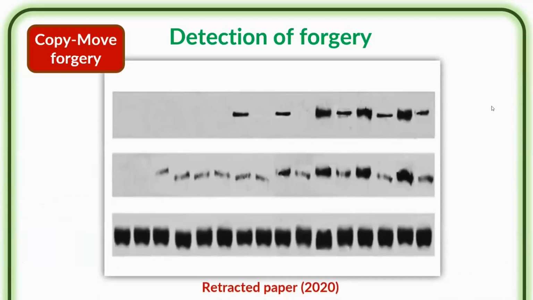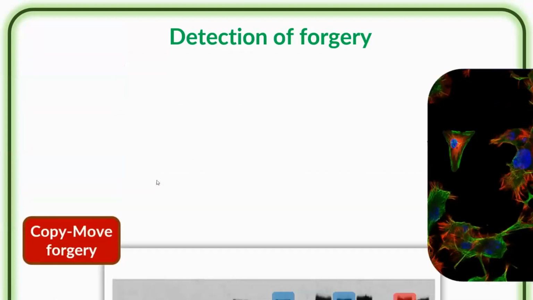This is a paper published in 2020, but it was retracted because a lot of these bands are actually copied from each other. These are the instances of a lot of bands. This is all forged images. All of these bands are forged. For example, these two orange bands are actually just rotated and pasted together. So a lot of these things are able to be detected now because of such methods.